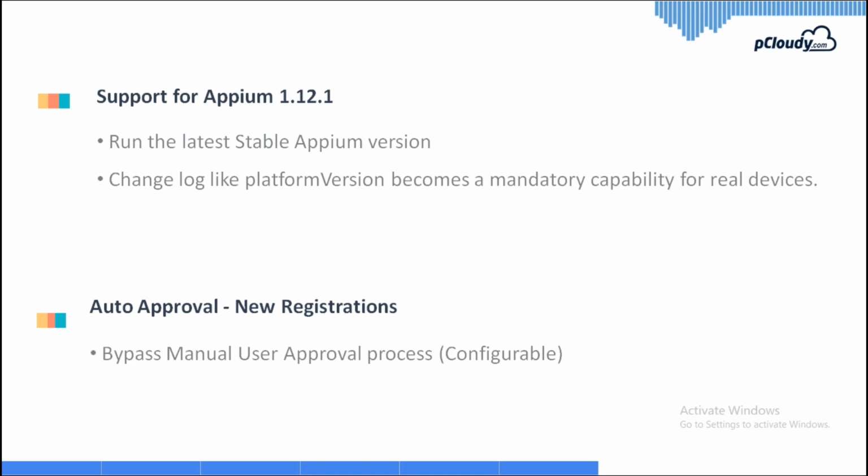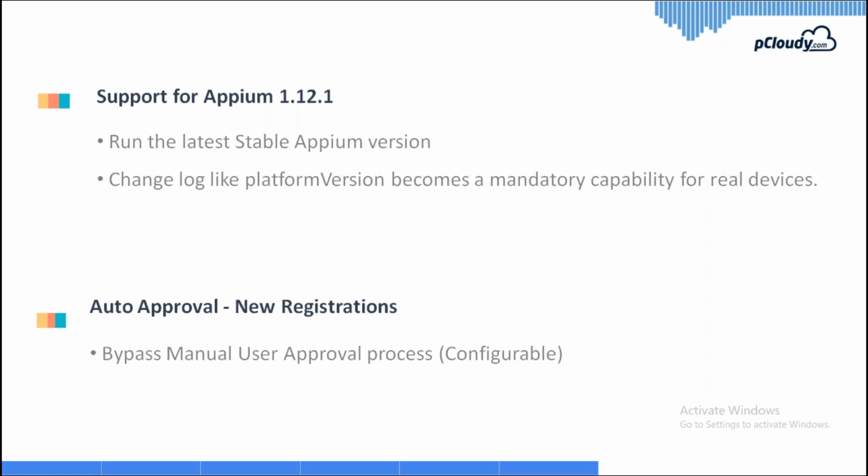So we have given this support for 1.12.1. Now it's the most stable Appium version we have right now in the market. With this 1.12.1, certain mandatory capabilities have already been added which have to be used in the automation test cases.